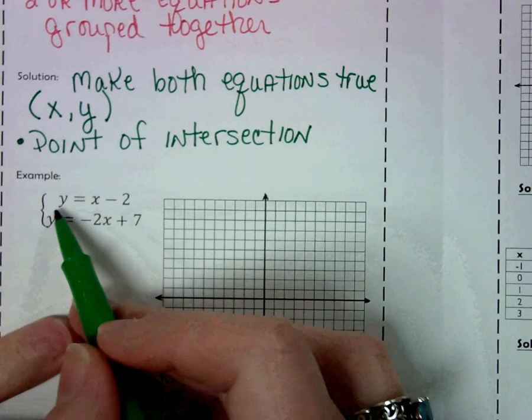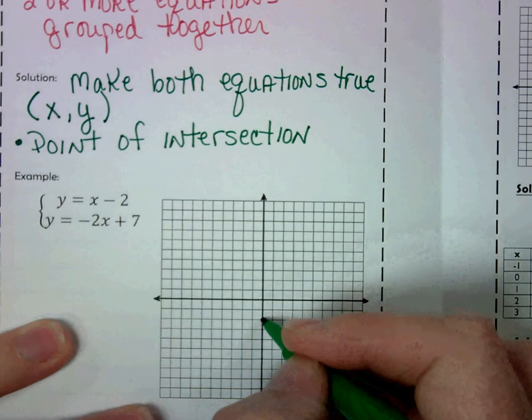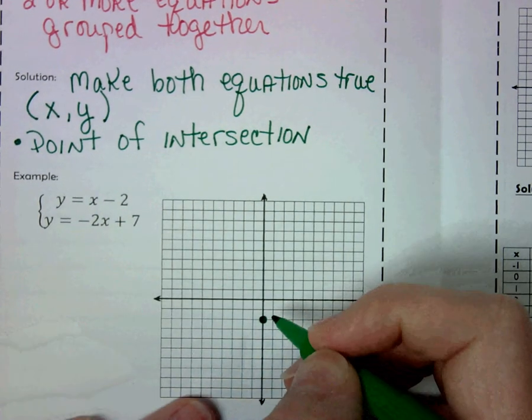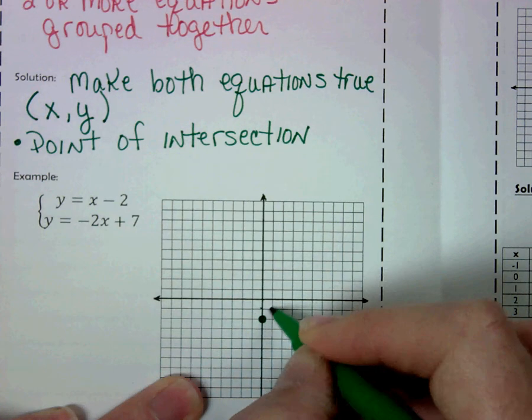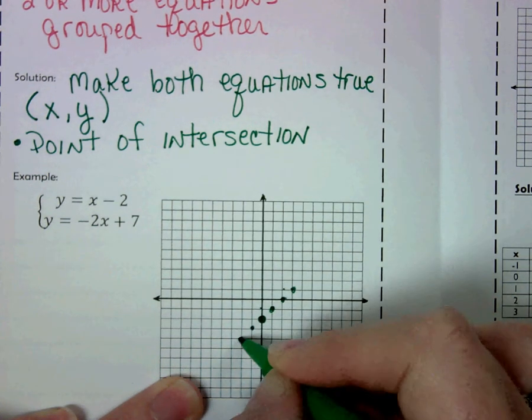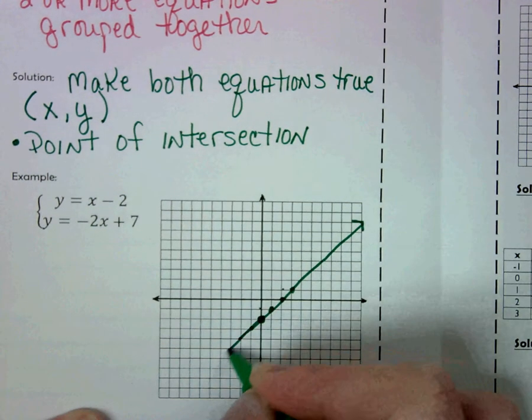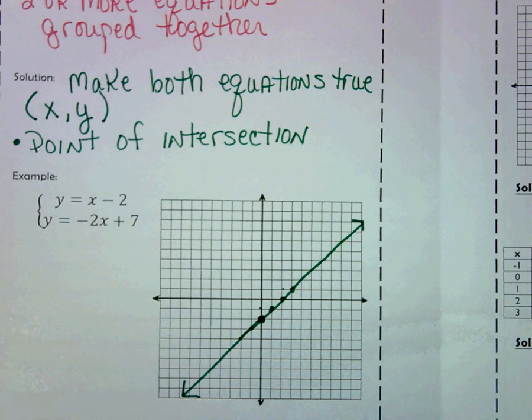I'm going to graph y equals x minus 2. Our y-intercept is -2. Our slope is 1, so I'm going to go up 1, right 1, up 1, right 1, or down and left. And so my graph of this equation is going to look like that.